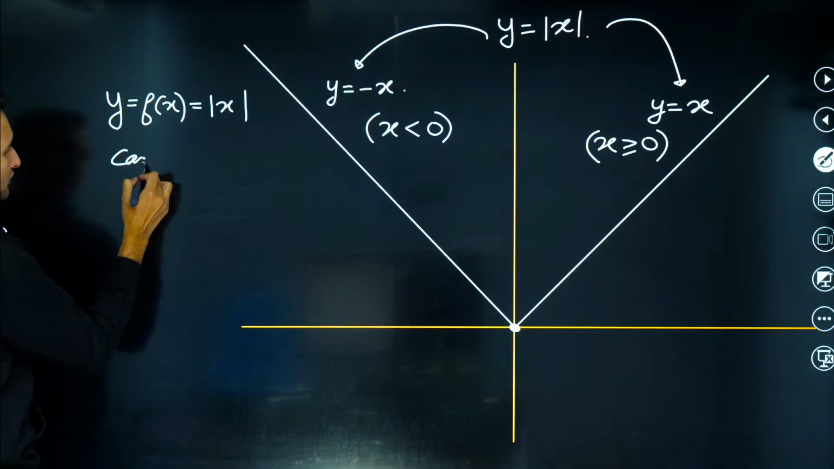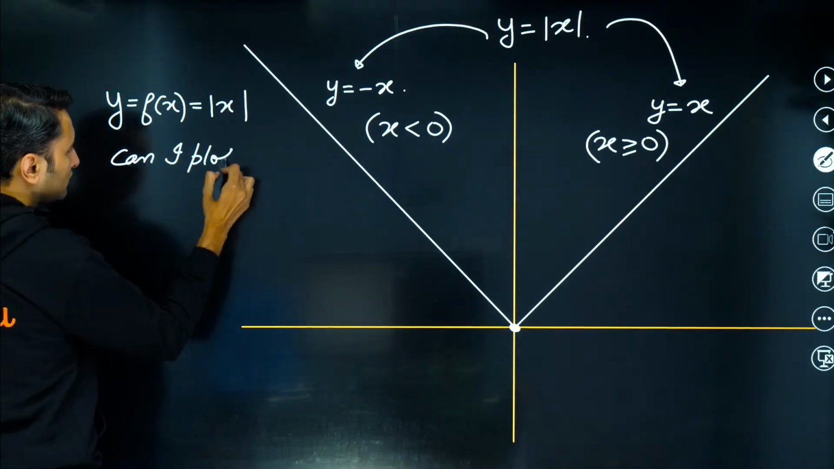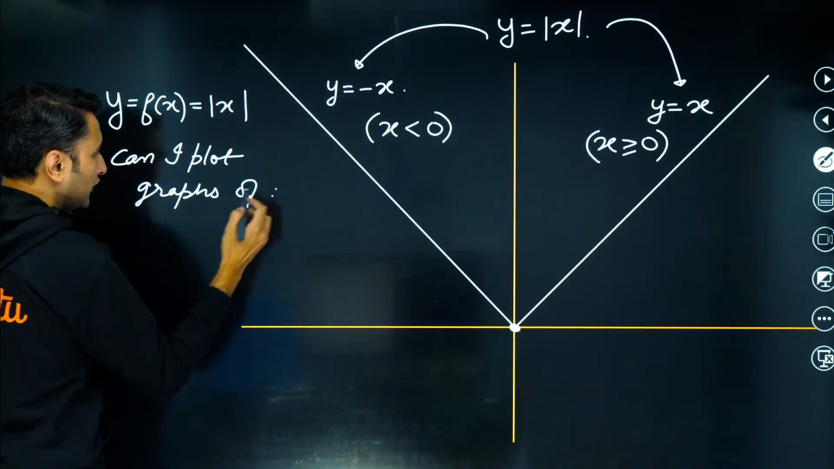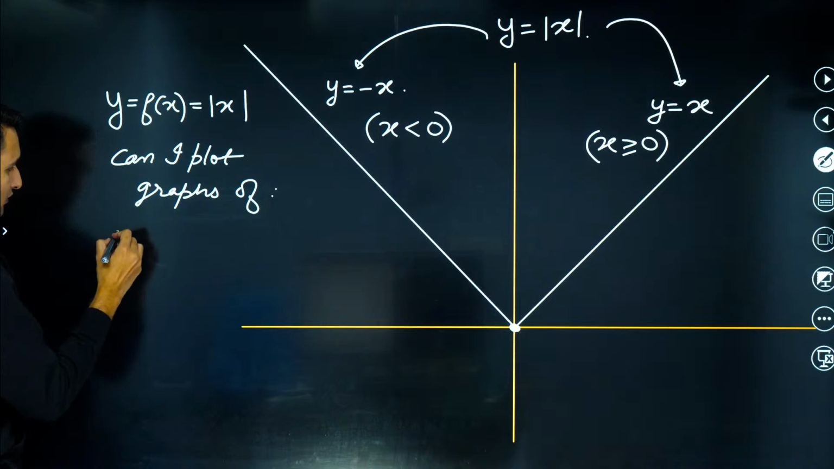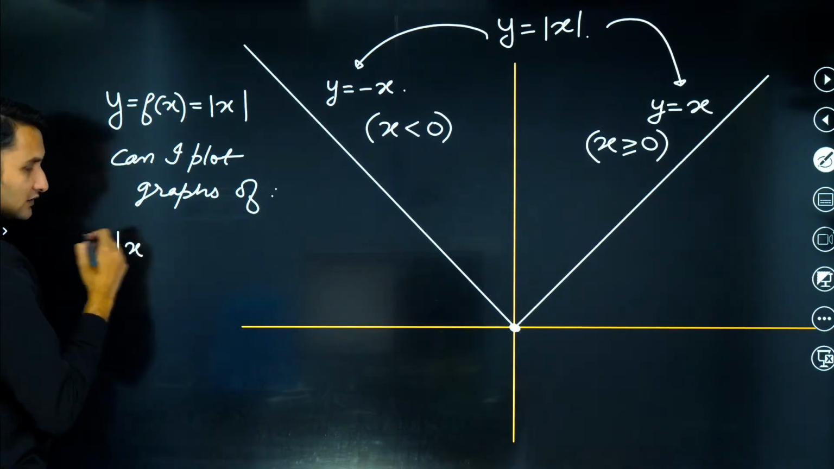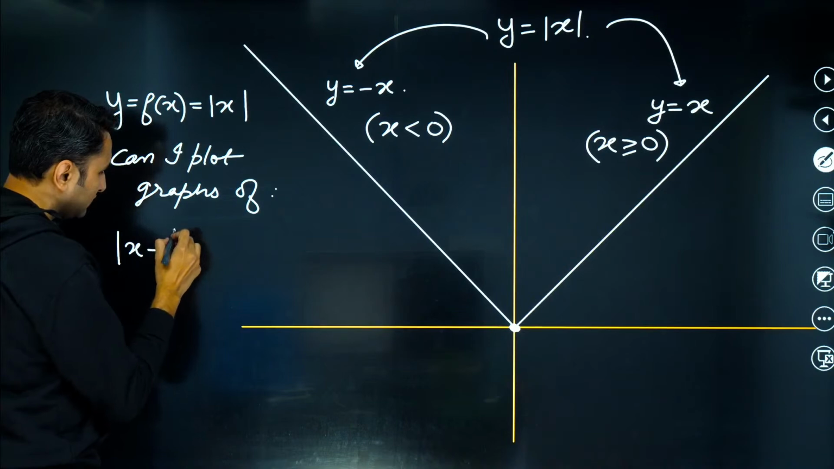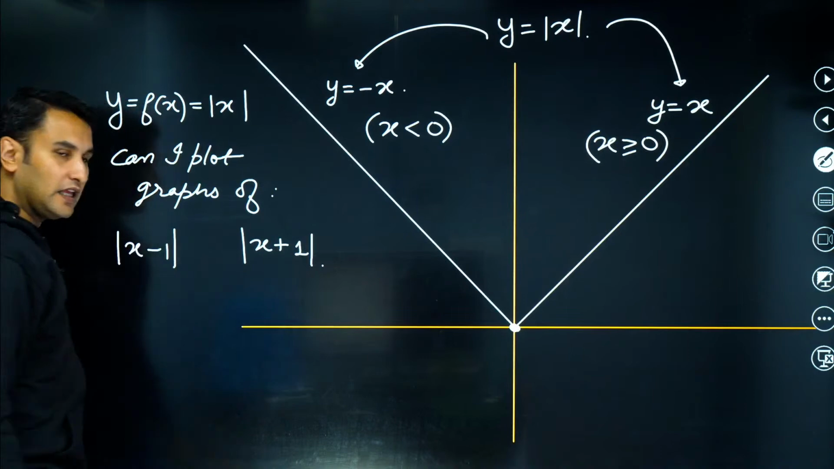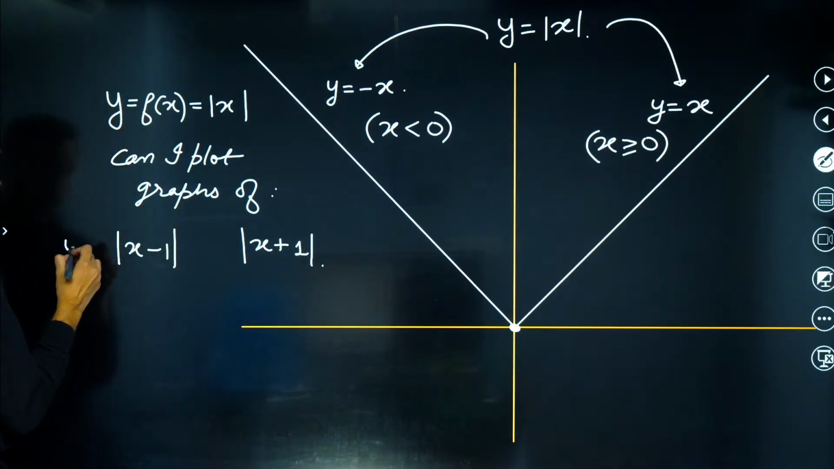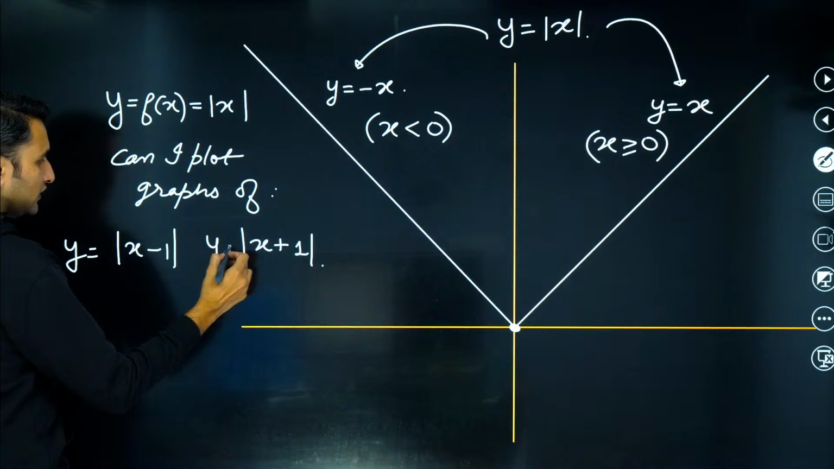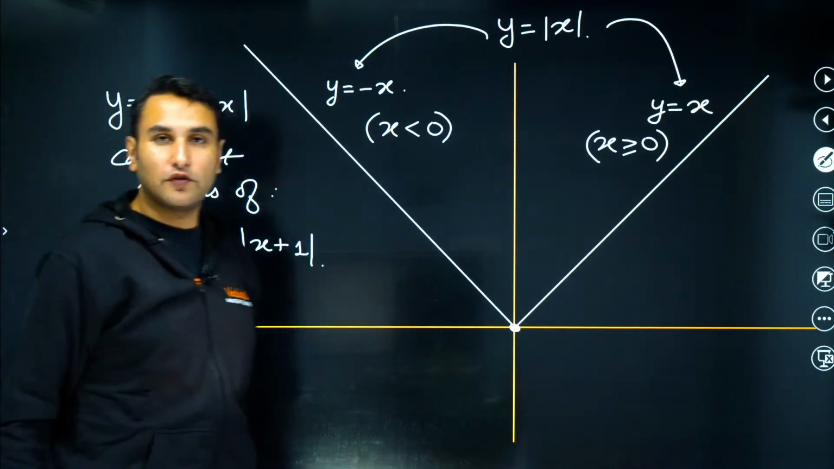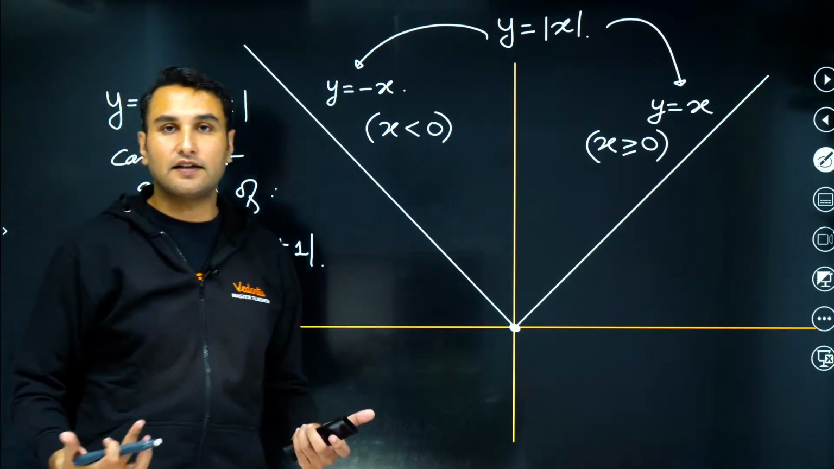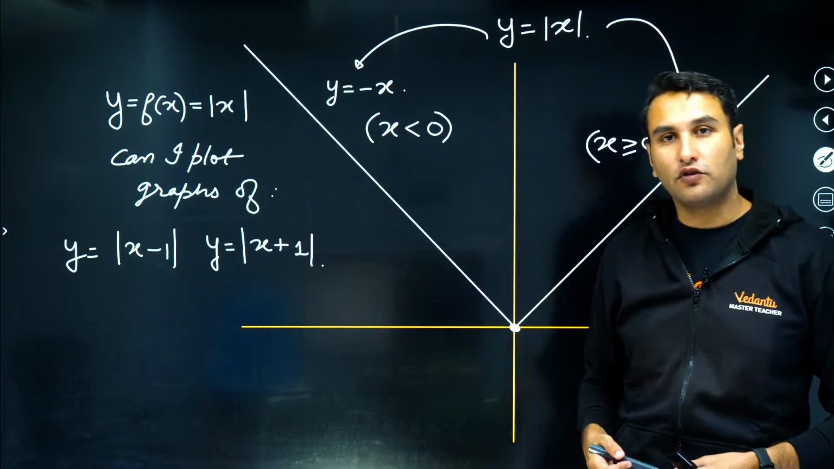Can I plot the graphs of mod of x minus 1 or mod of x plus 1? Can I plot the graphs of these, which is y equal to mod of x minus 1, y equal to mod of x plus 1? We will learn this as a concept we call transformation of graphs.